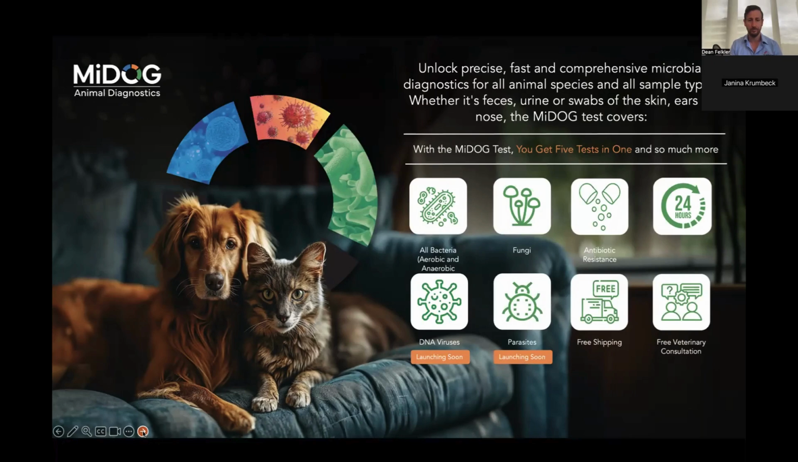We test for 43 different antibacterial and 8 antifungal drugs, and currently our turnaround time is 48 hours. We will reduce it to 24 hours in 3 to 4 months, and then we will also be testing for DNA viruses as well as parasites. All of our samples have free shipping, FedEx overnight, at least within the continental US. Australia, I will admit, will take a little bit longer thanks to shipping, but all of our samples have free veterinary consultation included as well.